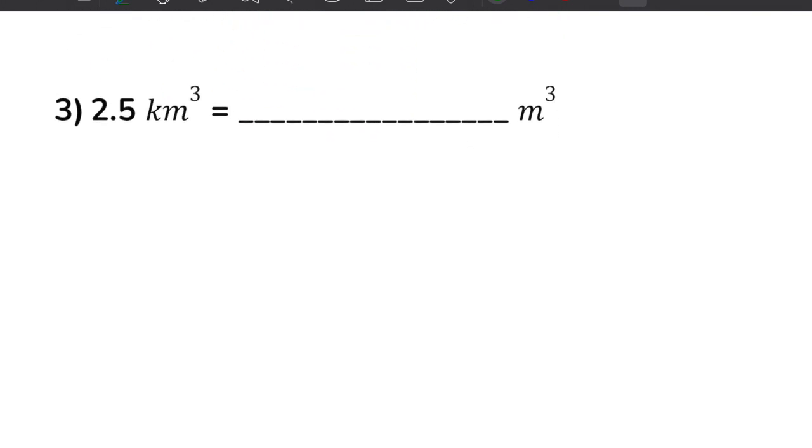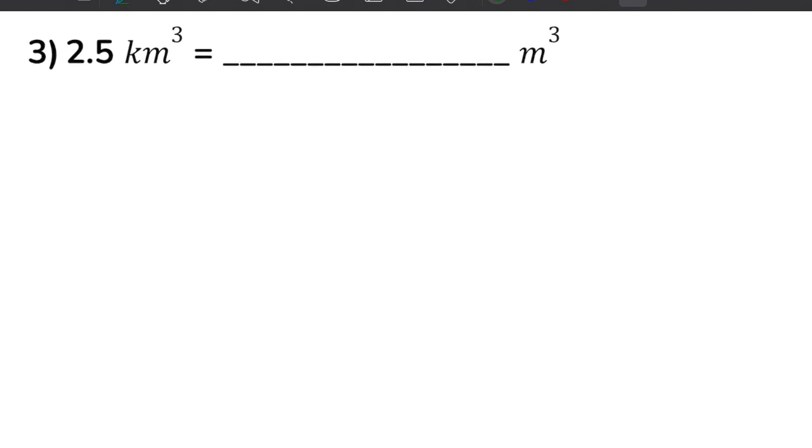Let's do the next question. Again, you can pause at any time. Here we're going from kilometers cubed to meters cubed. So let me write the relationship. The relationship is 1 kilometer is equal to 1,000 meters.